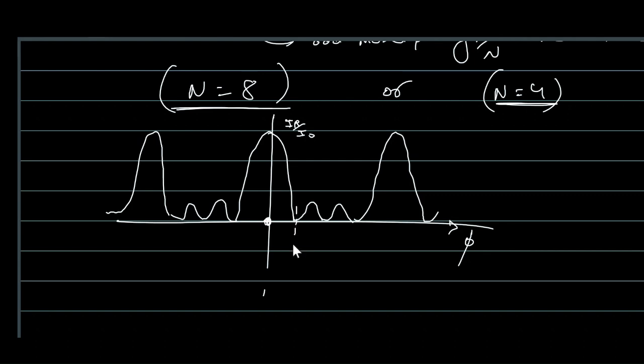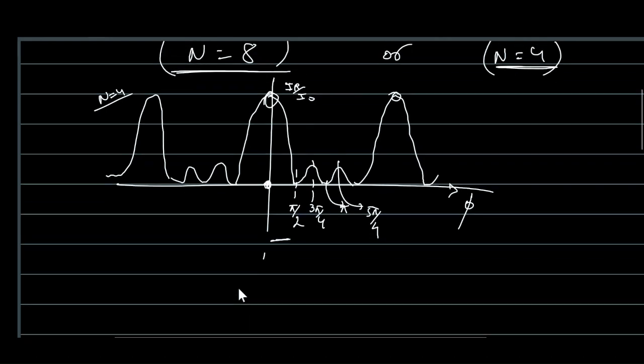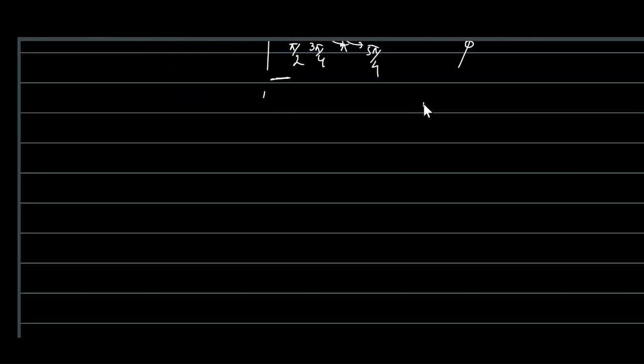This location is pi by 2, the location of secondary minima for n equal to 4, the plot for n equal to 4. This location is 3 pi by 4, and this is 5 pi by 4. These are all the locations of the secondary maximas, and this is the primary maxima region. Now that is how we show it. Now one very important observation: it will not be visible from this graph, but let's take the graph for n equal to 8.